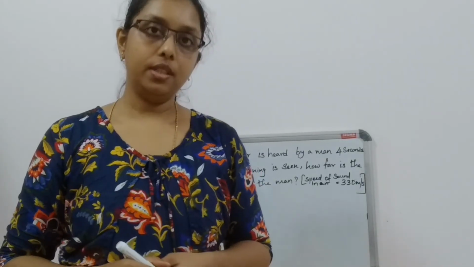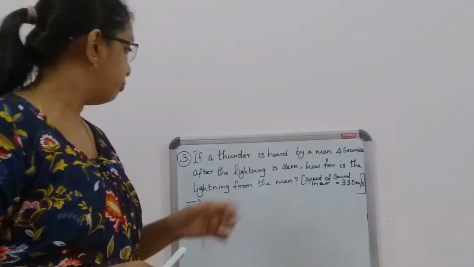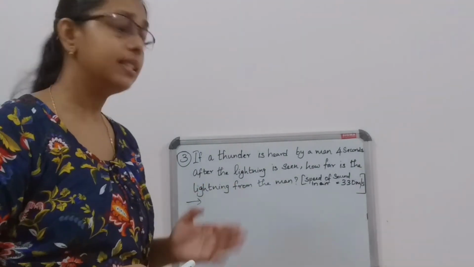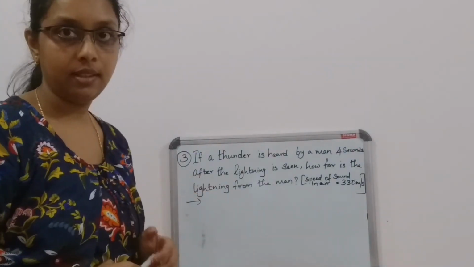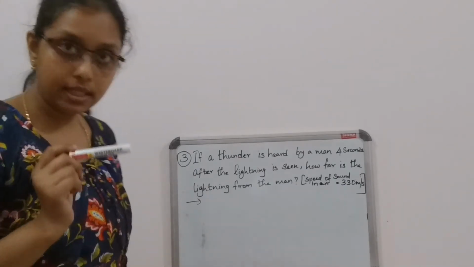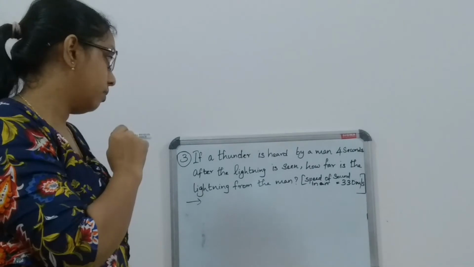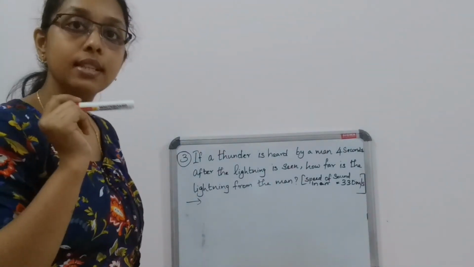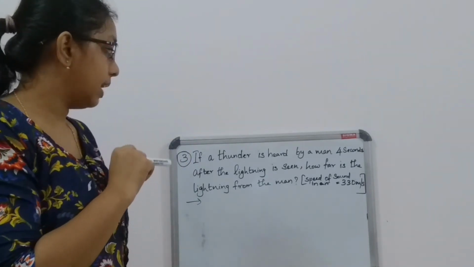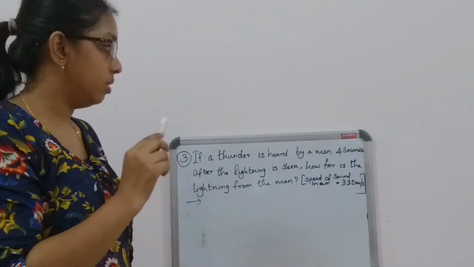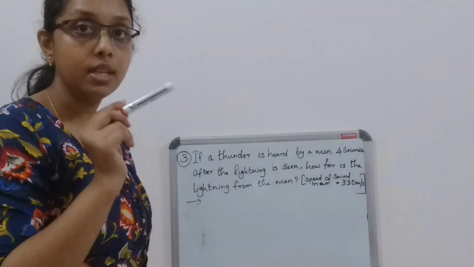Next question. If a thunder is heard by a man 4 seconds after the lightning is seen, how far is the lightning from the man? The question is, thunder is heard after 4 seconds. Well, after 4 seconds the man hears the thunder after seeing the lightning. How far is the lightning from the man? The speed of sound in air is given as 330 meter per second.